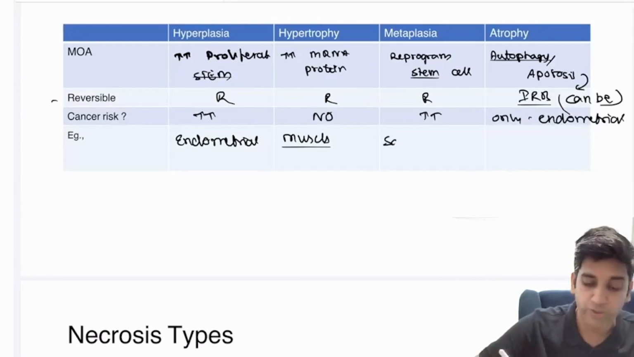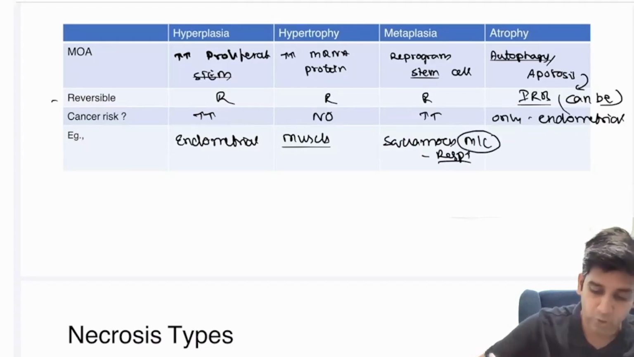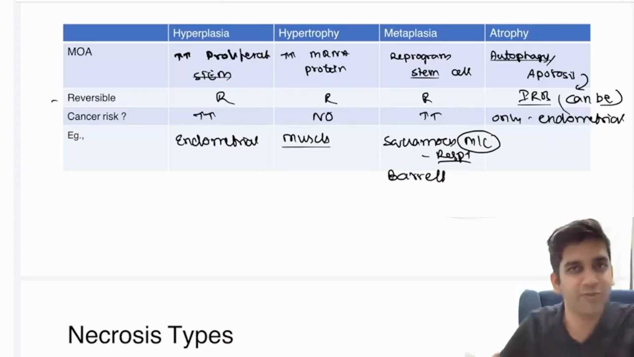Metaplasia, I want you to stress on this. Squamous metaplasia, which happens in the respiratory epithelium, is the most common metaplasia. Please don't write Barrett's esophagus because I'm sure everyone must have at least revised Barrett's 10 times till now, right? You'll do it more as well.